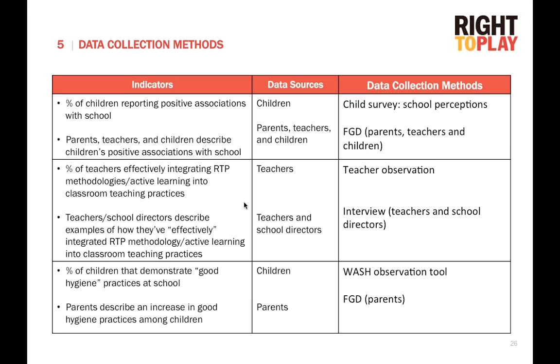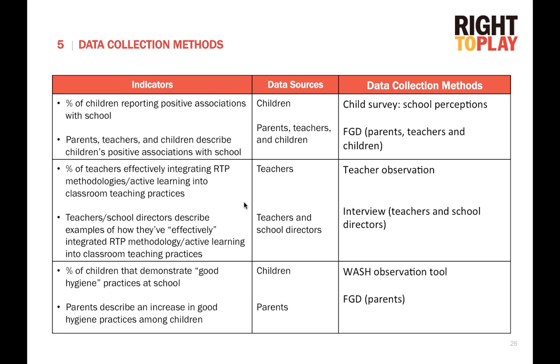For the second indicator, the parents, teachers, and children that describe children's positive associations with school, we're going to collect information from the parents, teachers, and children. And in this case, we're going to do focus group discussions, and we'll do separate focus group discussions with parents, separate groups with teachers, and then separate groups with children.